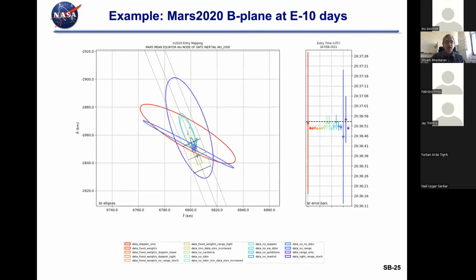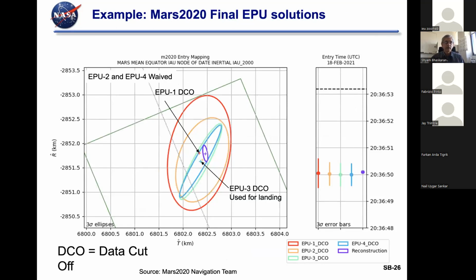As they were approaching Mars, this is what it looked like 10 days out. They tried various different data types and data weights, and they do a lot of mixing and matching of data, because you want to make sure that no single data type is causing problems. So they do multiple solutions, and they plot them up. Here's the corridor they're trying to hit, and here are all the different solutions. You can see they're big ellipses. At 10 days out, they didn't have the accuracy to get the exact entry conditions, but that's okay. They expected that. What they're basically doing is making sure they're still going in the center of this corridor.